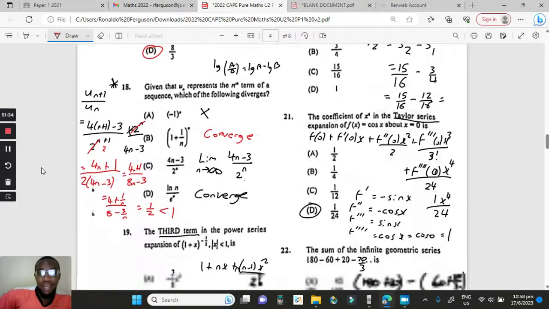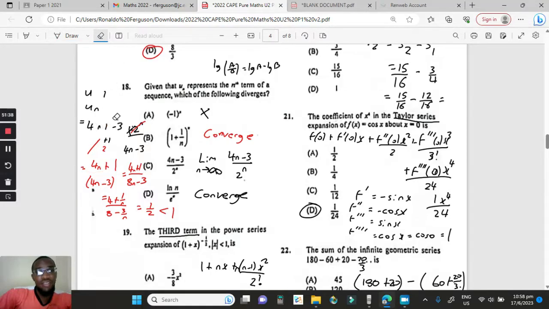That's the one about diverges. All right, so which of the following diverges? The first one doesn't diverge, it is alternating between 1 and minus 1. The second one definitely converges, so we know we're looking between C and D. So we're just gonna wrap it up fast. Let me just erase these.